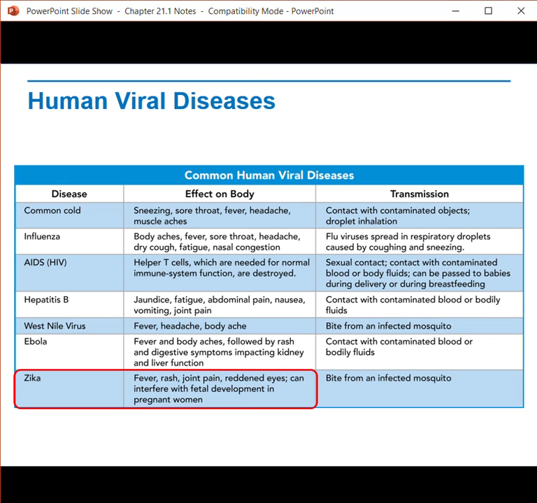Viruses produce serious animal and plant diseases as well. Let's go ahead and jump on the next video and thoroughly go through these charts.